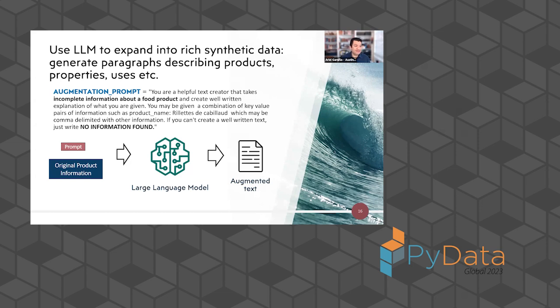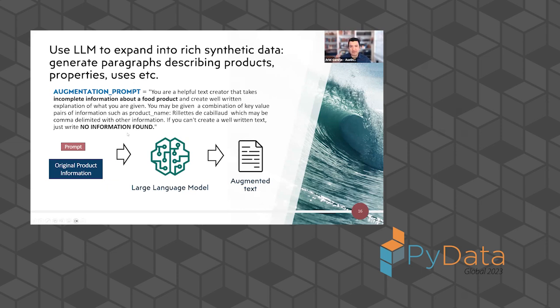a helpful text creator that takes incomplete information about a food product and creates a well-written explanation of what you're given. So again, something that is not as complete. And I give an example of this, and I say something like, you might be given a product that says product name and some name in it, might be comma delimited, might not. And one of the main takeaways when you're prompting your LLMs is make sure that you also tell it what not to do when it couldn't find information.